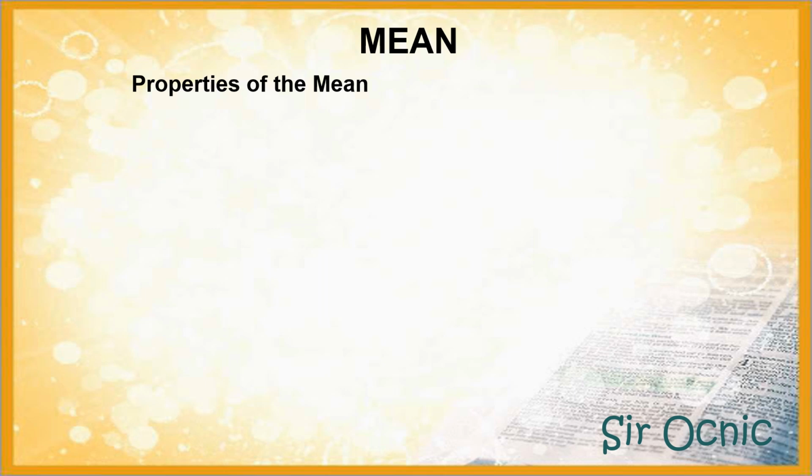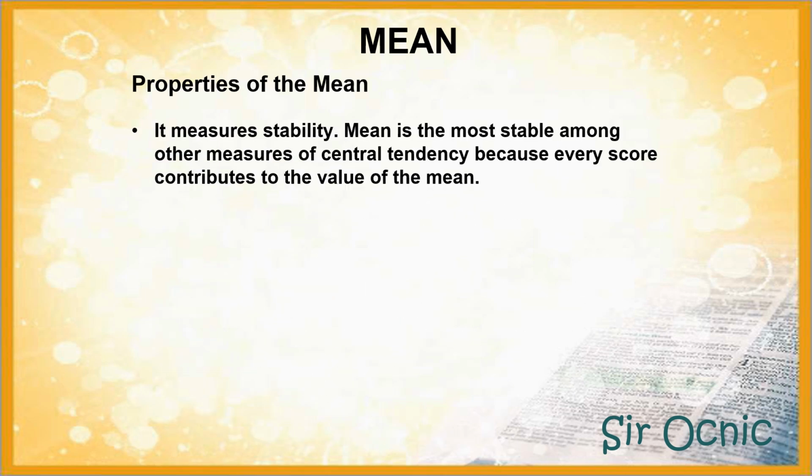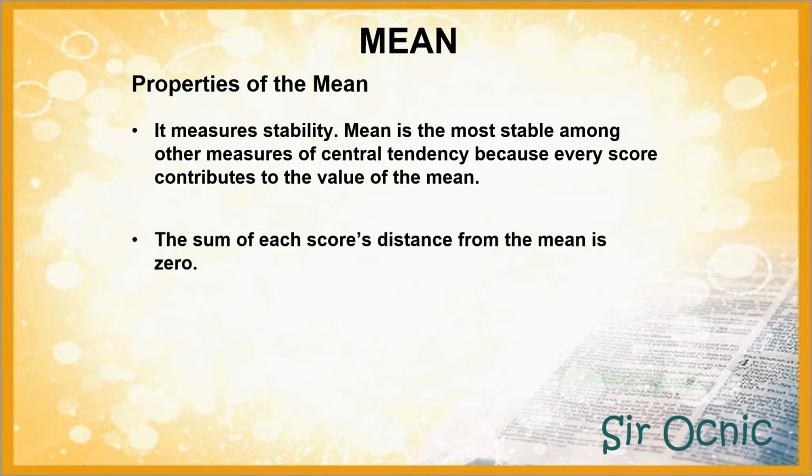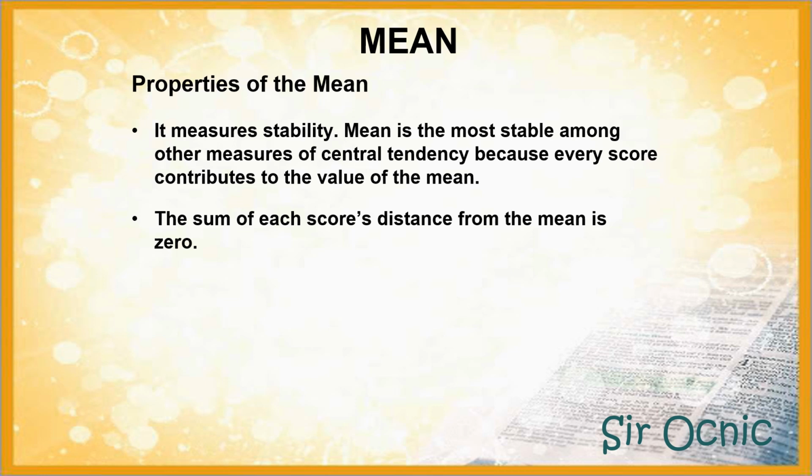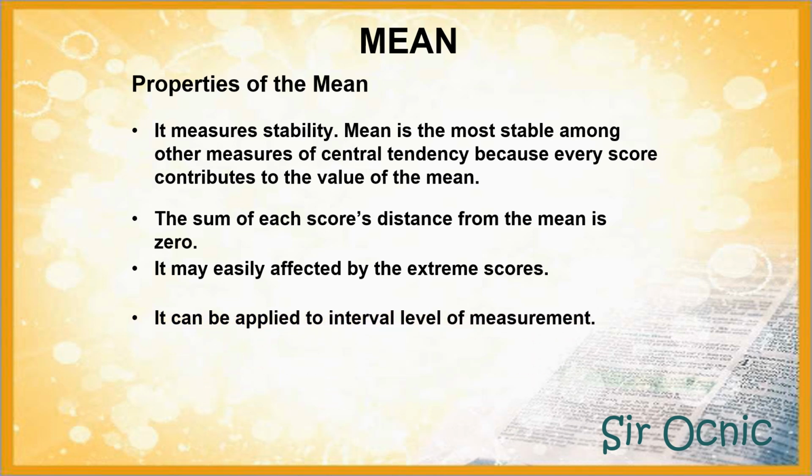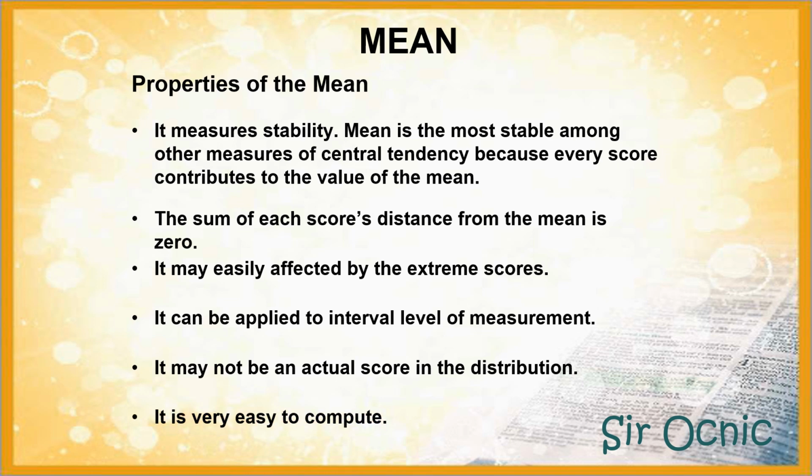Here are some properties of the mean. It measures stability. Mean is the most stable among other measures of central tendency because every score contributes to the value of the mean. The sum of each score's distance from the mean is 0. It may be easily affected by the extreme scores. It can be applied to interval level of measurement. It may not be an actual score in the distribution. And it is very easy to compute.